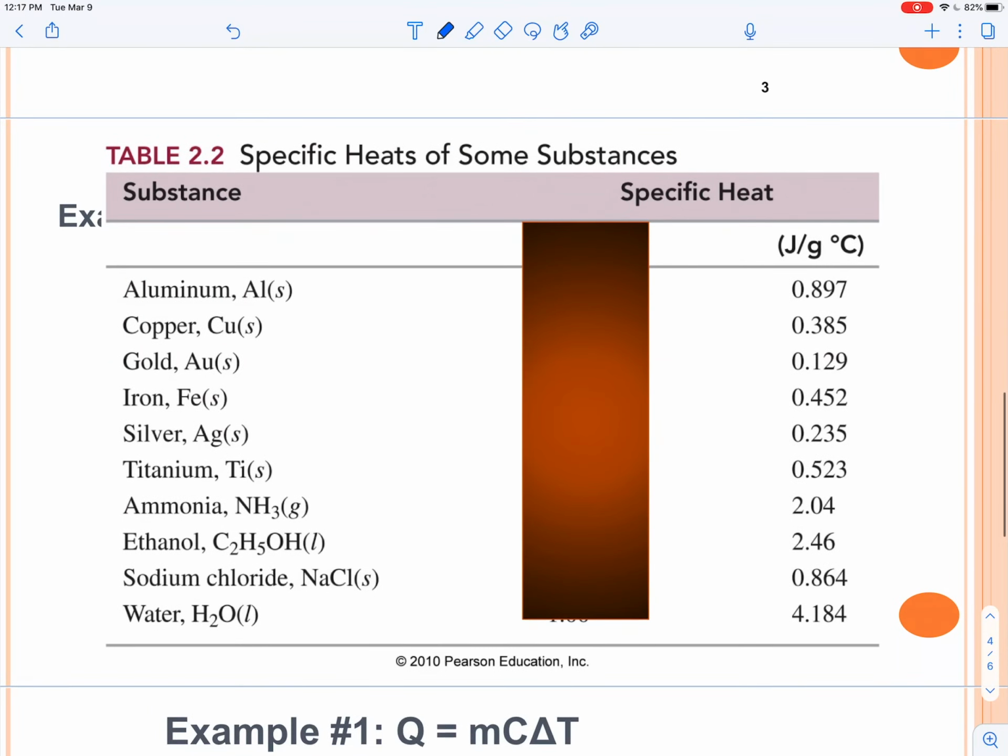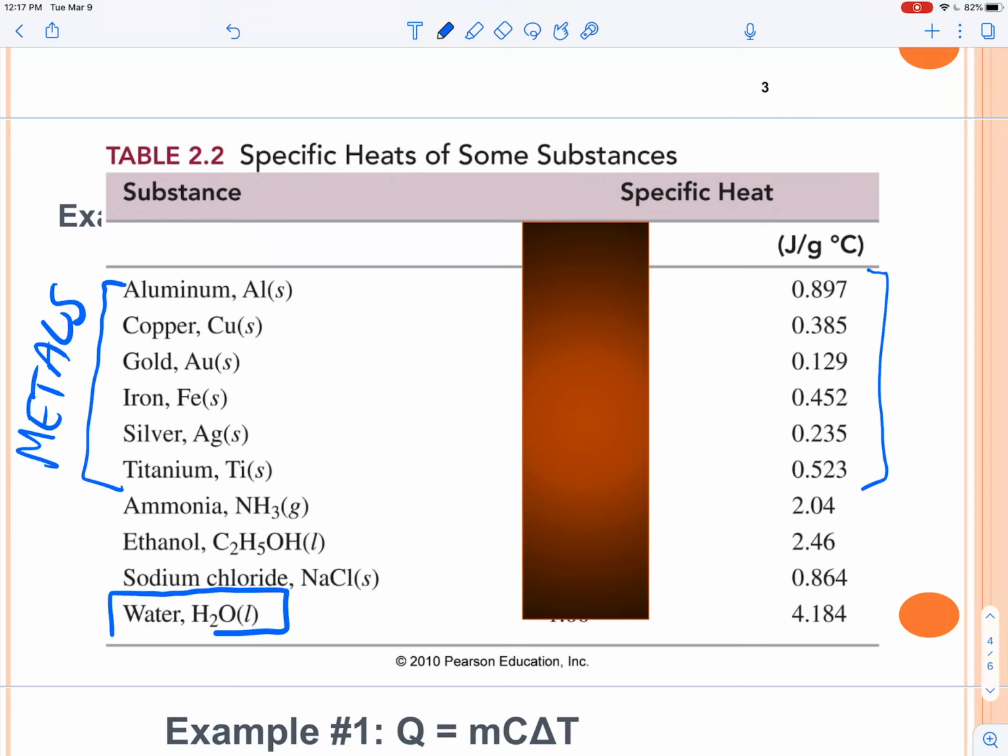Let's take a look conceptually at some specific heats of some substances, see what we can notice. So notice all of these are metals, and they have a really low specific heat. So what does that mean? It takes less energy to heat up metals compared to something like water. So just another reason water is special.